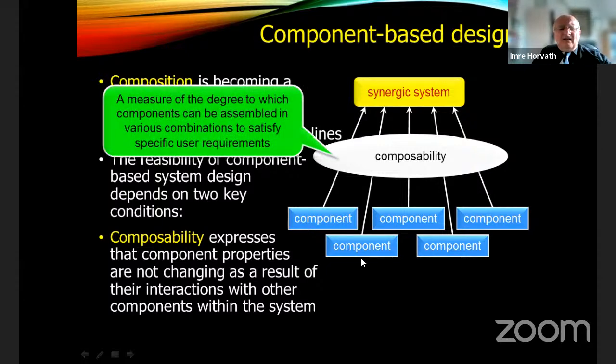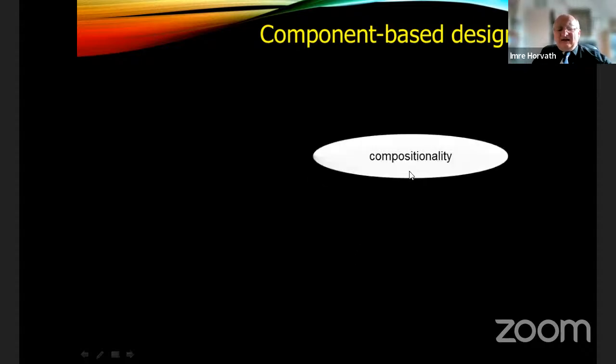But this is what I wrote here, a measure of the degree to which components can be assembled in various combinations to satisfy specific user requirements. This is how composability is expressed. But then component-based design can or should be extended to the domain where compositionality appears.